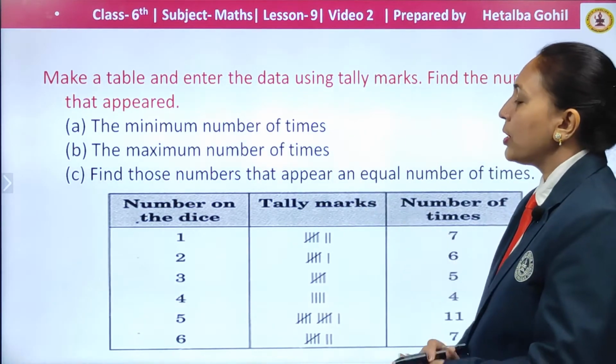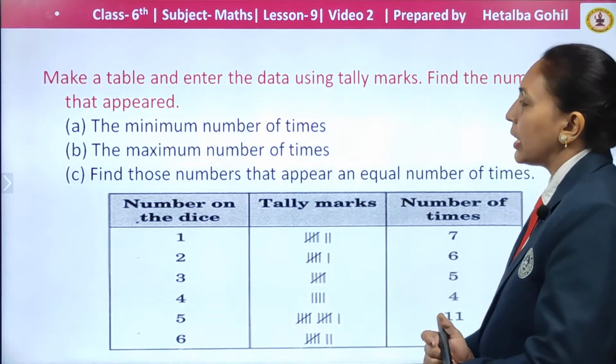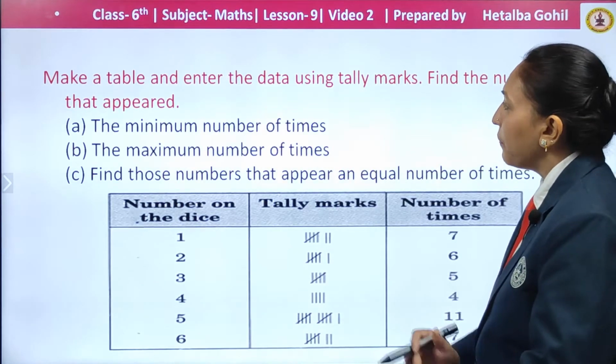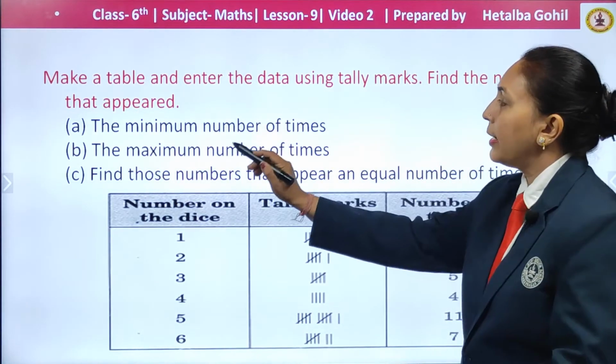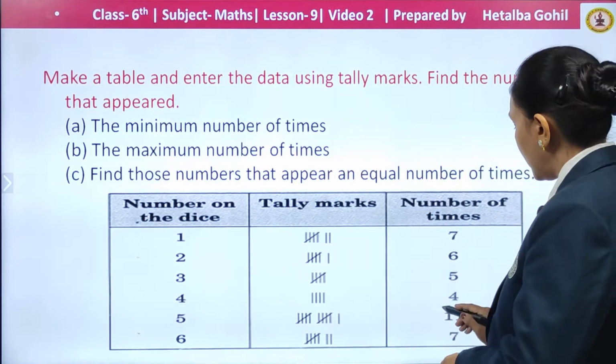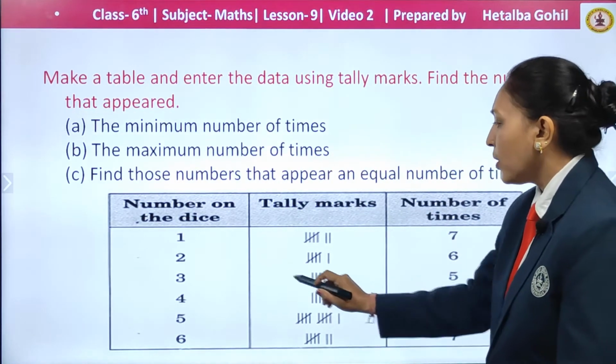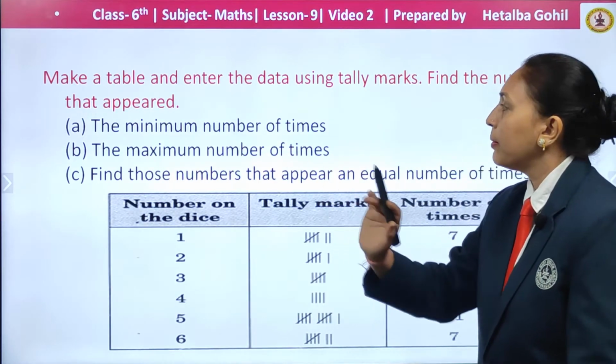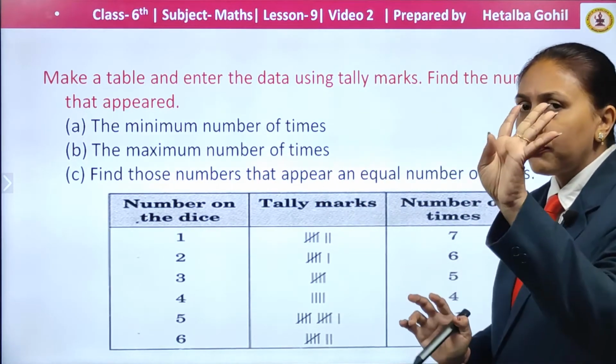Now a few questions are to be answered with the help of this table. Find the number that appeared the minimum number of times, meaning the least. Which is the least here? 4. So number 4 appeared the minimum number of times, that is only 4 times it came.